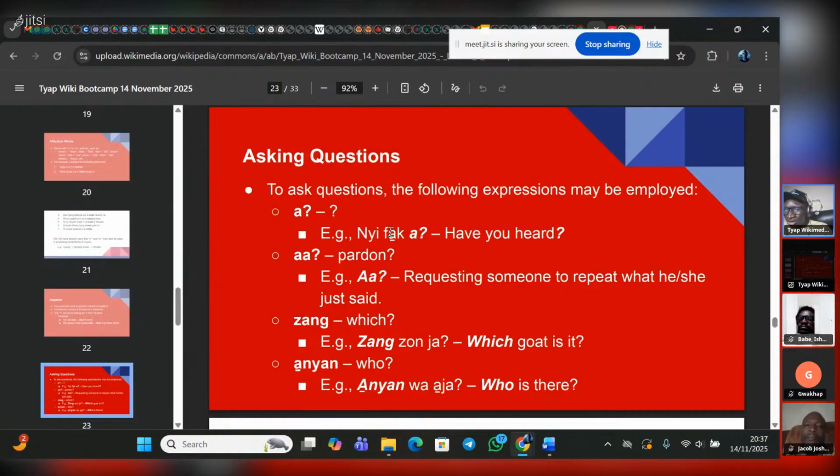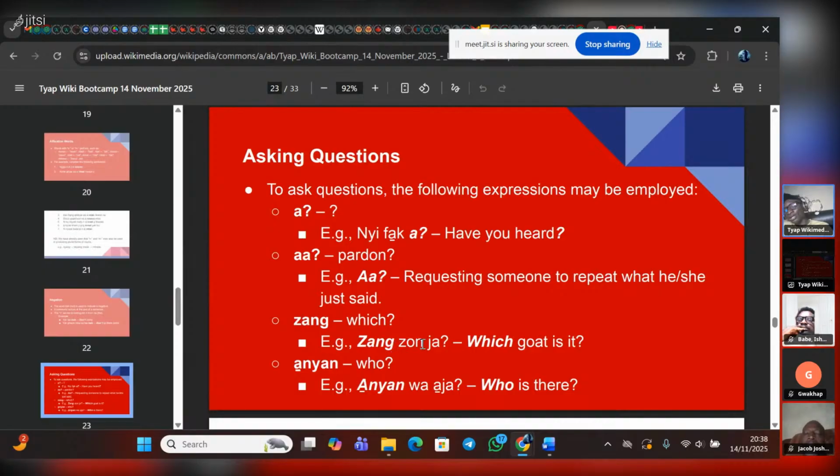But if you just say new fuck, it means hear or listen, or you listen. You are talking to more than one person. And then we have a word that just means pardon. If somebody speaks like Wakab just spoke and maybe the network was not clear, and then I just say it, it only means please repeat what you just said. I didn't hear you. So you can use it for both formal and informal cases, both with elderly people and your age mate, your peer group. So it doesn't matter what group it is. It is a general word we use. And then we have Zhang. Zhang is which. If you want to say which goat is it, you just say Zhangzhongja.